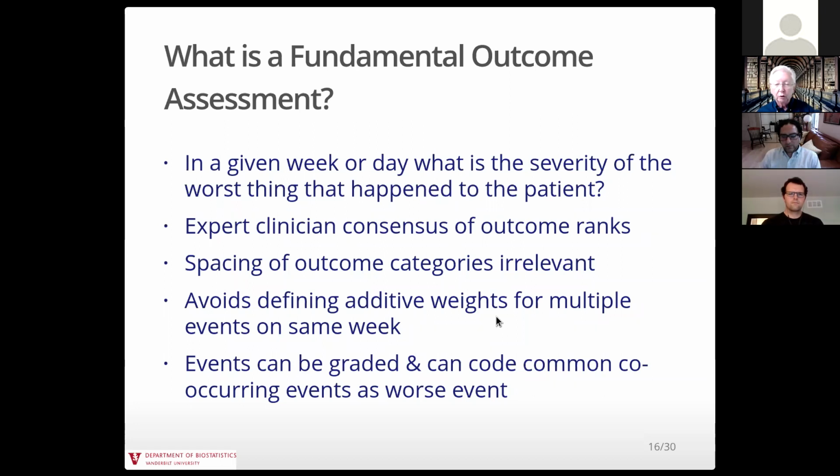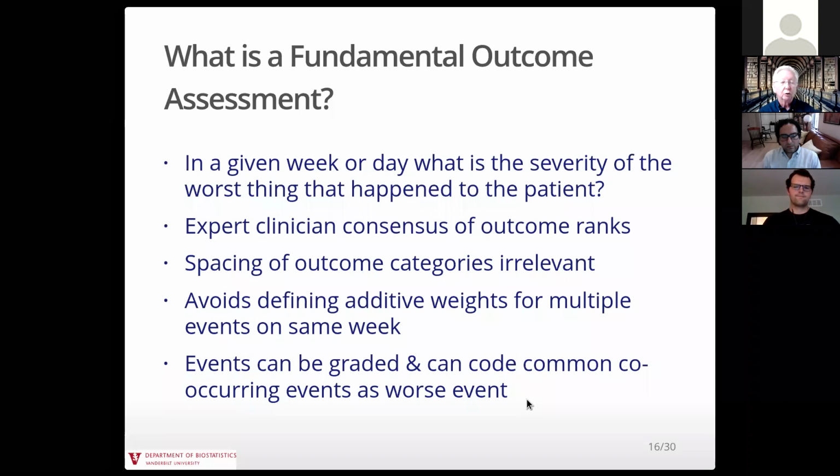Now, you can also extend this because the events can be graded. So if one of your events was stroke, you would want to have a stroke scale, or you at least designate a debilitating stroke from a non-debilitating stroke and make that two different levels of stroke in your outcome scale. And you can also code common co-occurring events as worse than an individual event. So if it was common, this is not the case, but if it was common that patients could have both an MI and a stroke in the same week, you could have a category that's worse than either MI or stroke, which is the occurrence of both of those in the same week, moves you to a new level. So you can handle co-occurring events with this ranking approach.